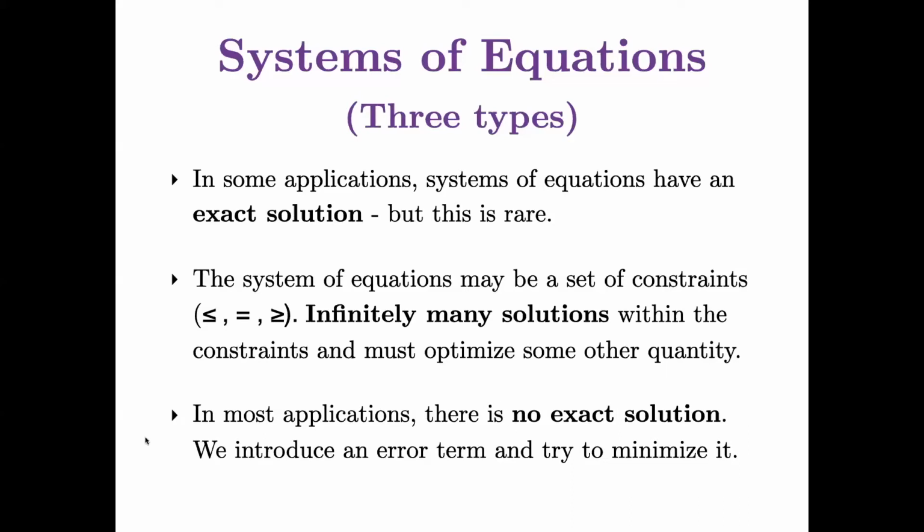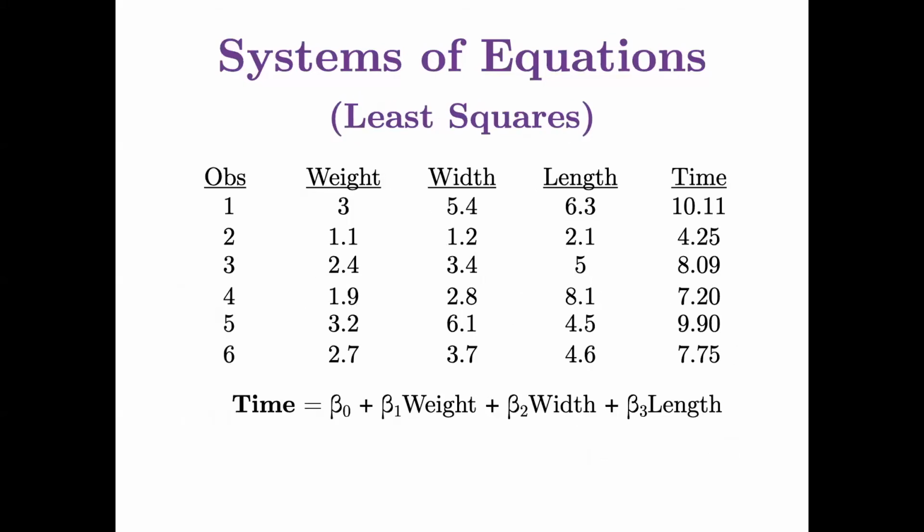This third bullet point is the situation that we find ourselves in for linear regression. And this is where there's no exact solution. And what we do then is introduce an error term and try to minimize it. Let me take you through an example with some data and show you how regression analysis can be seen as a system of equations. Here I have 6 observations.